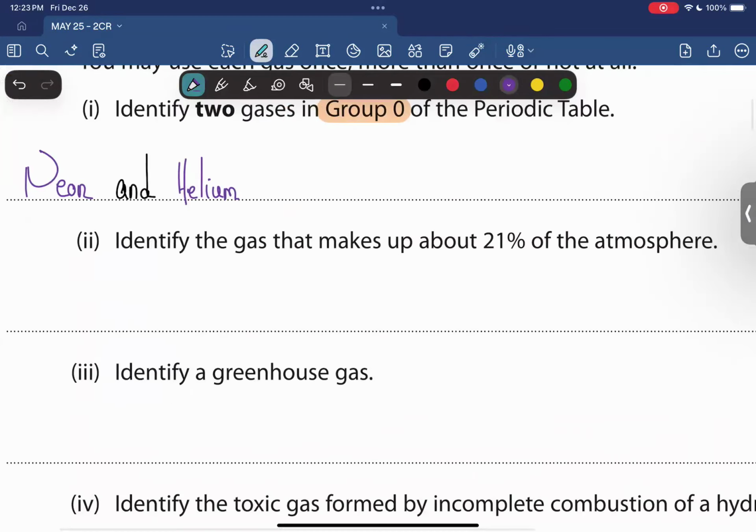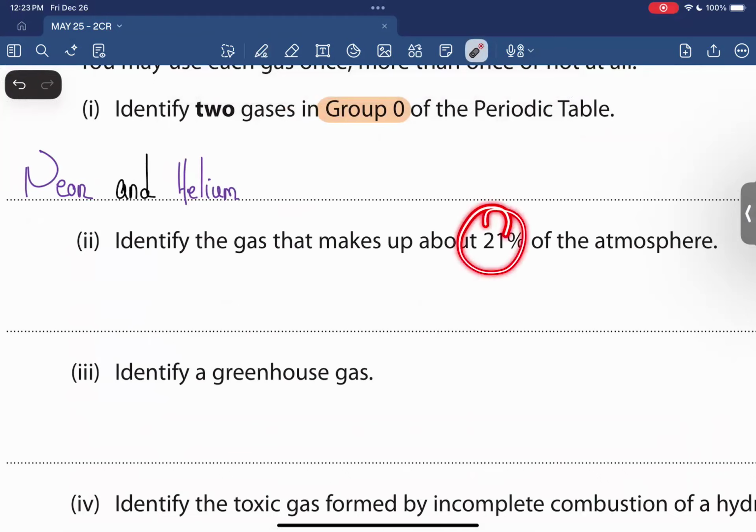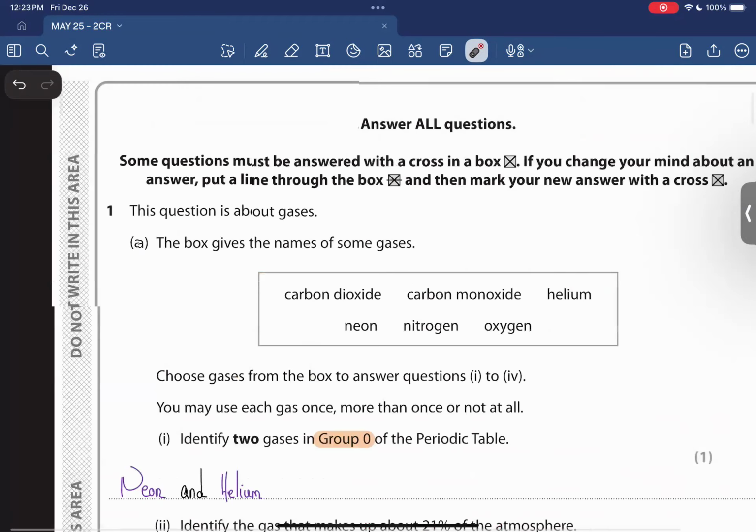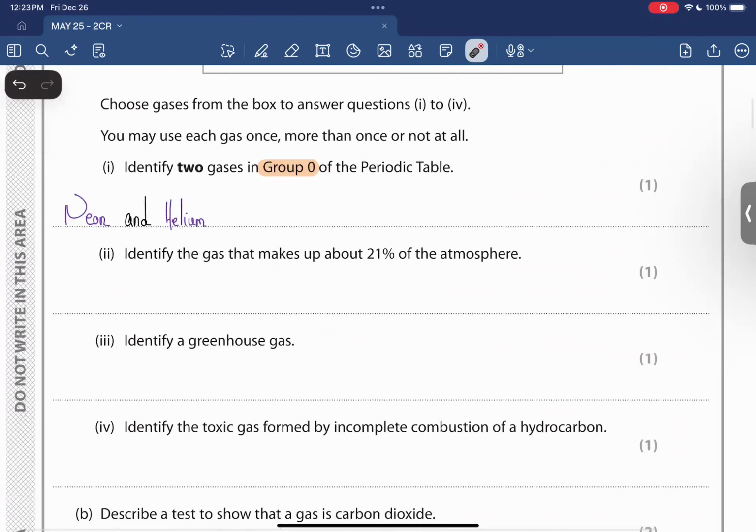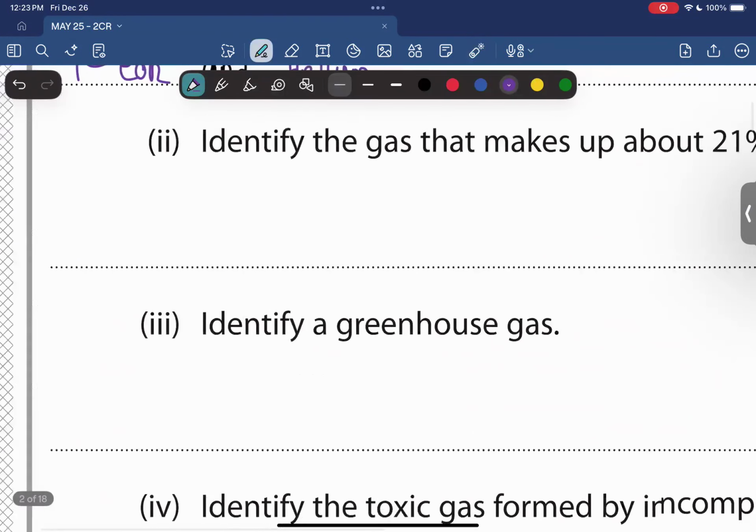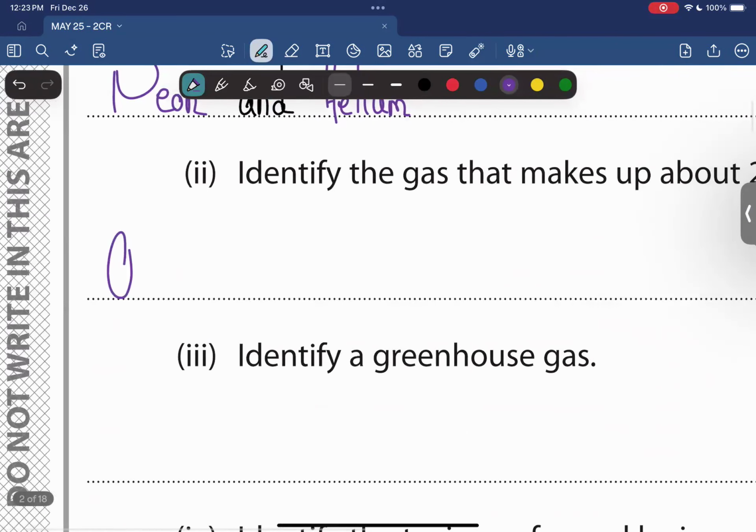Identify the gas that makes up about 21% of the atmosphere. This is obviously going to be oxygen, since in your book you could find a table for the percentage of gases in the atmosphere. From there, I do know that 21% is occupied by oxygen.